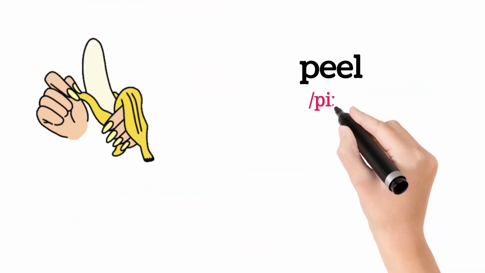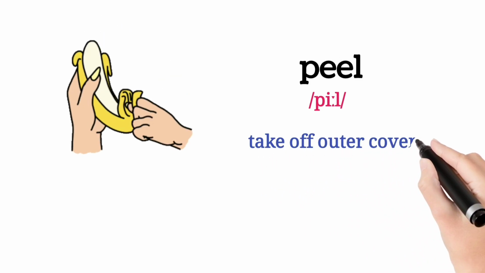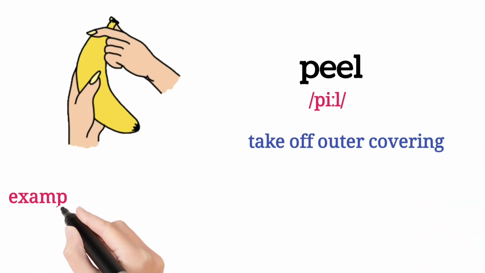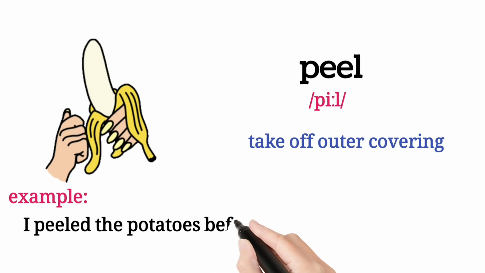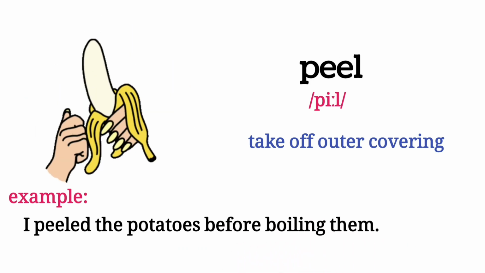Peel. Example: I peeled the potatoes before boiling them.